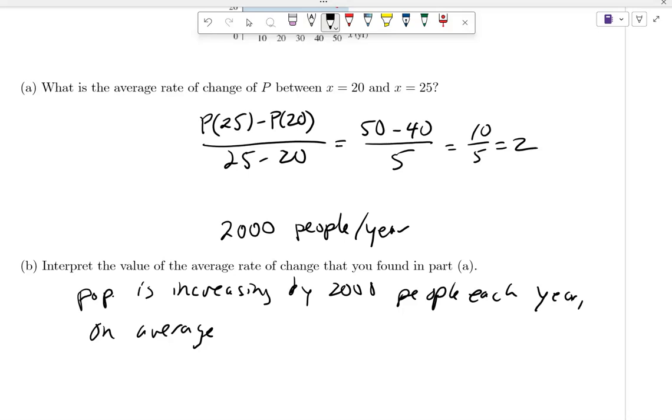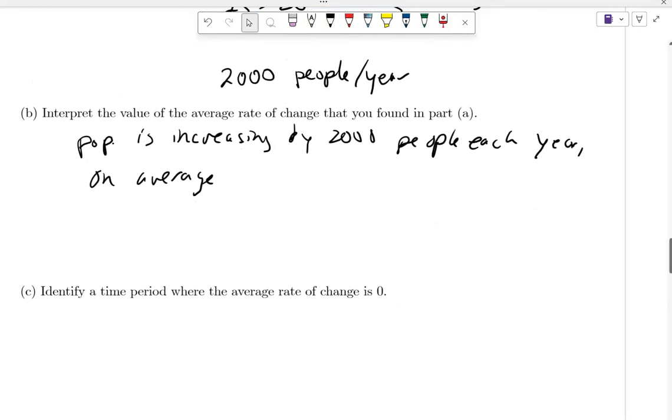Does that make sense? So again, converting it over to the thousands and then putting the units on it really is your interpretation, right? And since it's positive, it's going up by that much each year. All right. So let's look at the last part.